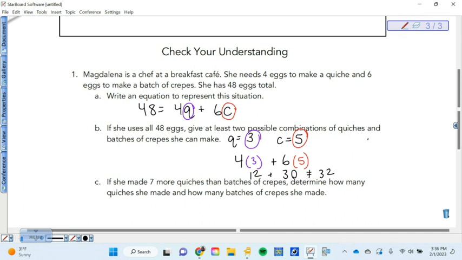Let's try that. So quiche would equal 12 and crepes would equal 0. So then my equation becomes 4 times 12 plus 6 times 0. What's 4 times 12? 48. What's 6 times 0? What's 48 plus 0? Yeah, so that combination works. It's not like she's using more eggs than she has. That really wouldn't work, but we're trying to get to 48 here. Okay.